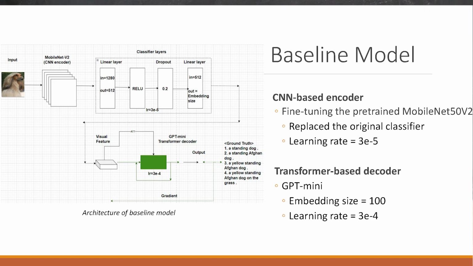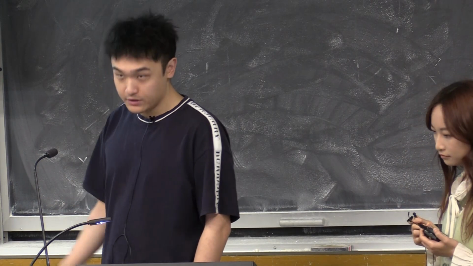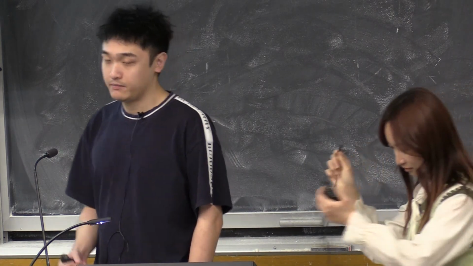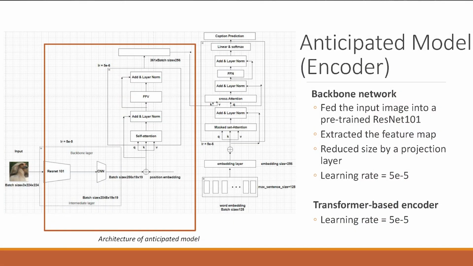As introduced in our proposal, our anticipated model is built based on the CPTR. However, some changes have been made in our final design. In the encoder, instead of dividing the input image into patches of the same size and feeding them into a linear embedding layer, we replaced this procedure with a backbone network. Specifically, we fed the input image into a pre-trained ResNet 101, and we extract the feature map in its intermediate layers. And we reduce this feature map size by a projection layer with a kernel size of 1.